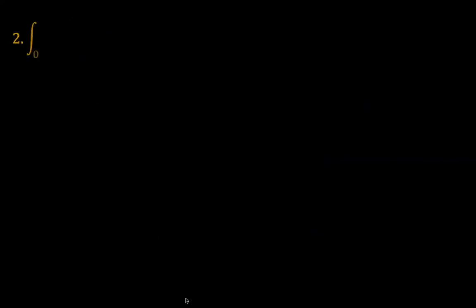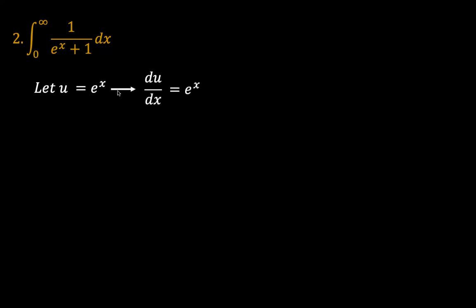Then problem number 2 is the definite integral from 0 to infinity of 1 over e to the power x plus 1. What I would do here, I would just say let u be equal to e to the power x, and therefore du dx is equal to e to the power x. And so du over e to the power x is equal to dx, and we know u to be equal to e to the power x, and so that means that du over u is the same as dx.